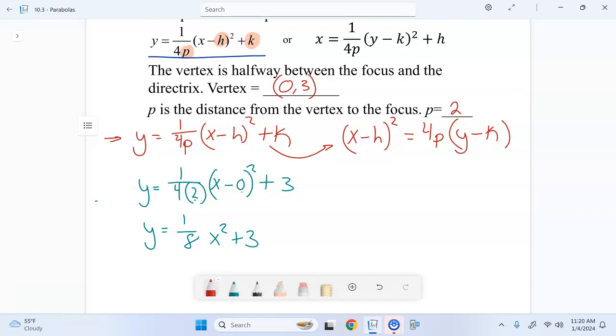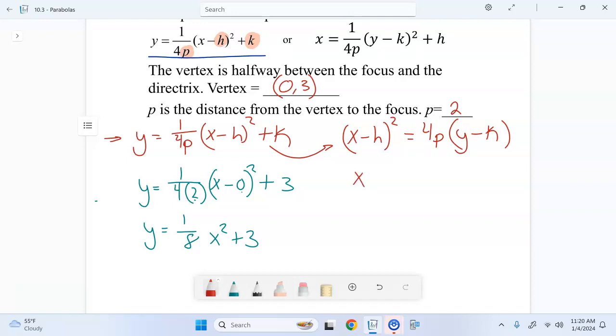Sometimes they'll say, give the answer in standard form. Give the answer in vertex form. You need to make sure it's in the correct notation. If it doesn't specify, either one will work. Okay? So, we've got our standard form. We're going to plug in h, k, and p again.